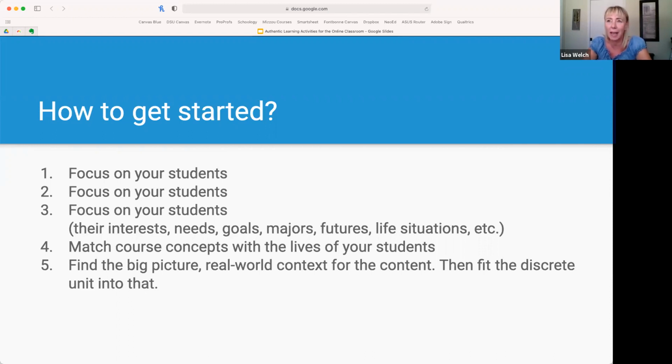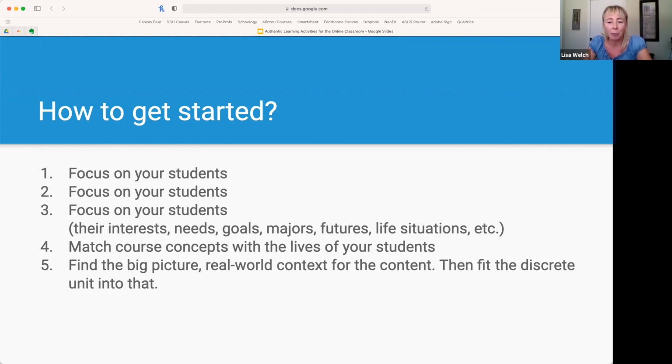So try to match the course concepts, your objectives, with the lives of the students, the lives that they are currently living, but also the lives that they are going to have in the future. And see how you can match what it is you want to convey to them that's important for their learning to the big picture, to the real world context for the content that you're giving to them. And then try and fit how you would like them to experience and learn that concept to that.